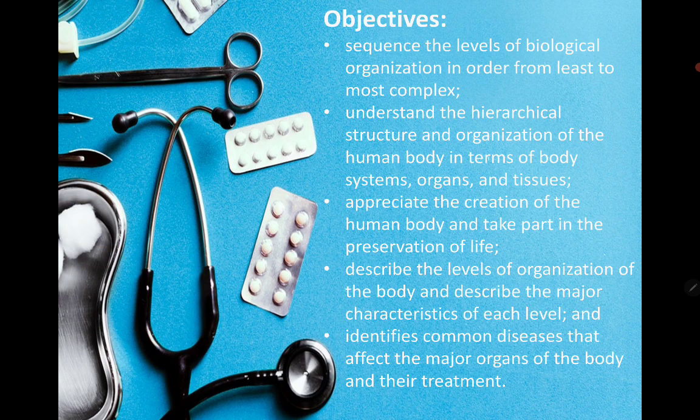At the end of this session, you will be able to sequence the levels of biological organization in order from least to most complex. Second, you will be able to understand the hierarchical structure and organization of the human body in terms of body systems, organs, and tissues. Third, appreciate the creation of the human body and take part in the preservation of life. Fourth, describe the levels of organization of the body and describe the major characteristics of each level. And of course, identify common diseases that affect the major organs of the body and their treatment.